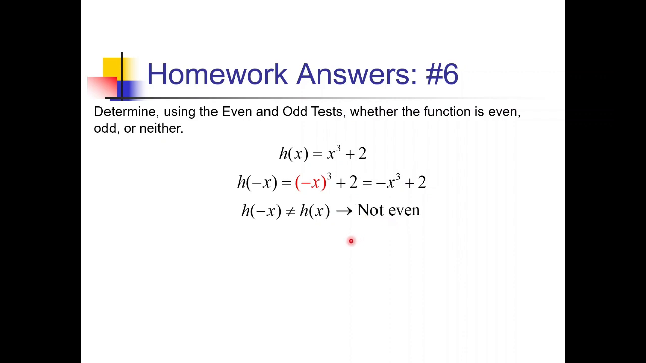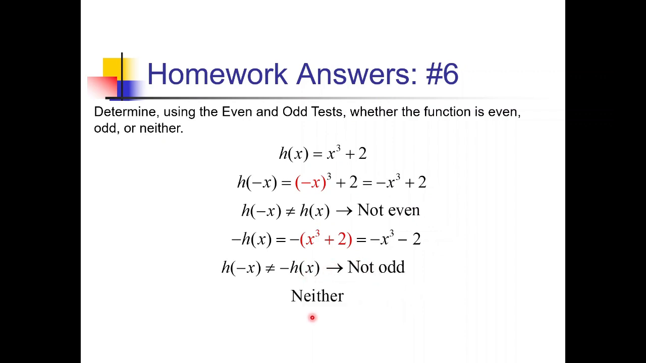And now to see whether or not it's odd, we do negative h of x and compare that to h of negative x. So negative h of x, that negates everything. That's negative x cubed minus 2. And that also does not match h of negative x. So since those two don't match, this is also not odd, which means it is neither even nor odd.